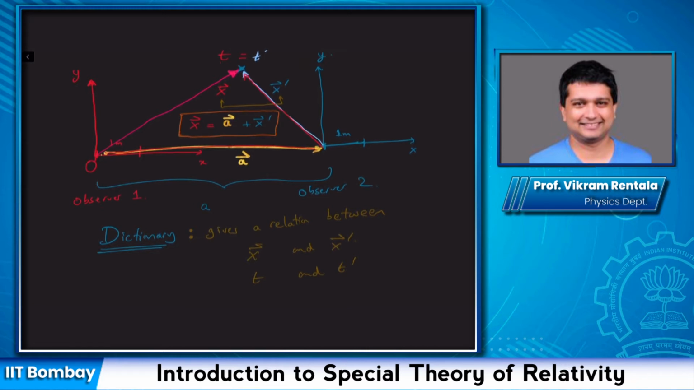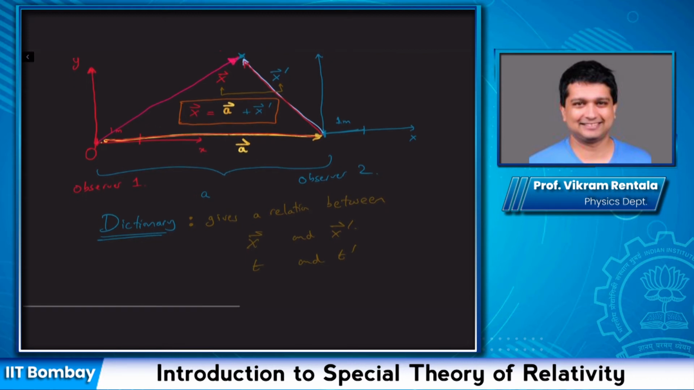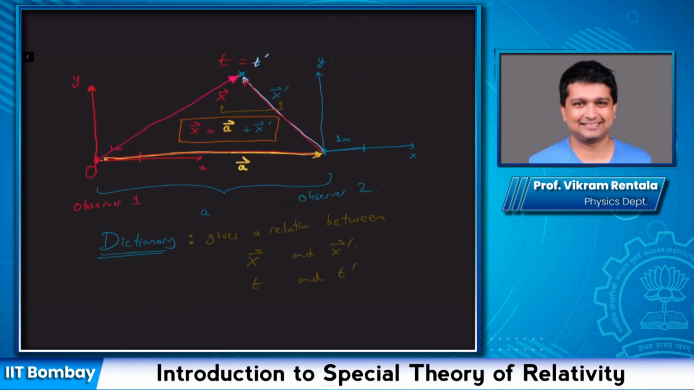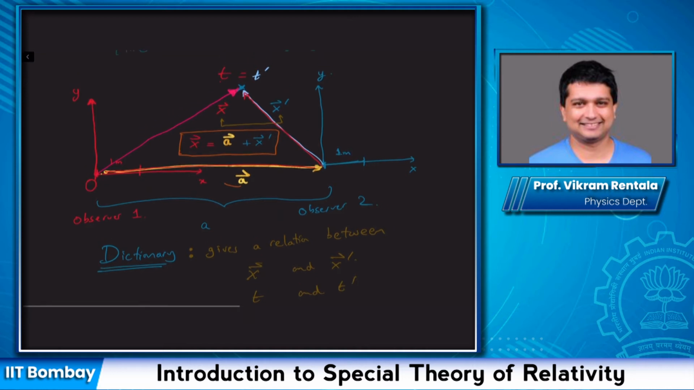So this is the dictionary. Okay, it's a very simple dictionary. It basically says that the vector x as described by observer 1 is related to the vector x prime as described by observer 2 by a simple shift of the vector by a constant vector a bar. So a bar doesn't change with time. The important point is a bar does not change with time because we're assuming that observer 2 is at rest with respect to observer 1.